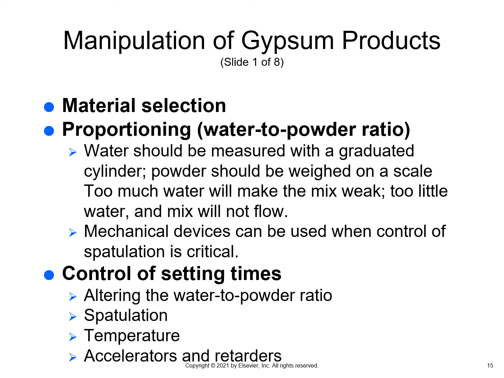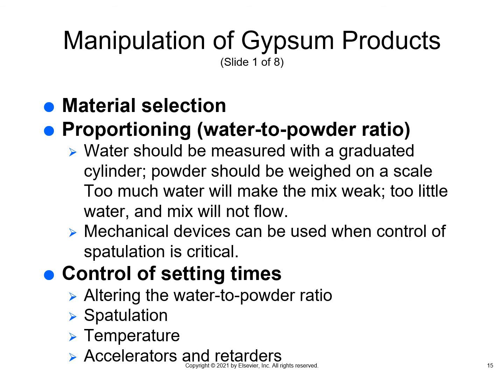Proportioning, like I mentioned, is very important. Water should be measured with a graduated cylinder, and powder should be weighed on a scale. You don't see those a lot typically. I guess as we've gone along, we've gotten to where we can eyeball things when we're working in an office, but the true accurate way of proportioning your water to powder is to use a scale to weigh that powder. Too much water will make a mix weak, and too little water will make the mix not flow, and it won't produce a good reproduction of your impression.